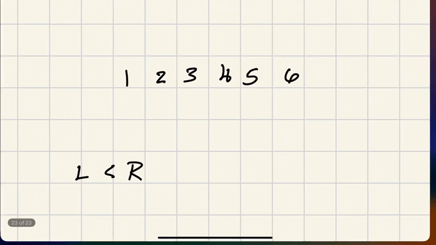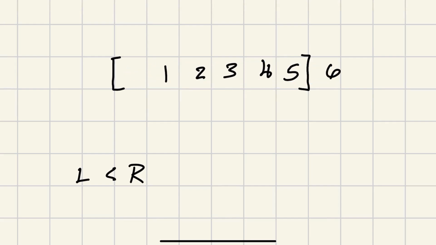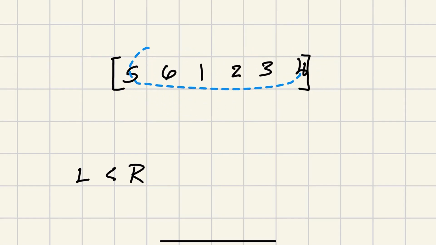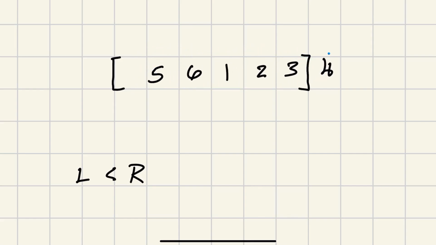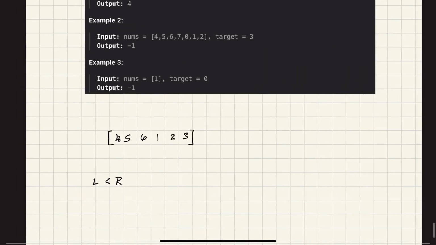Now let's say this is the array. How do we rotate it? If we were to rotate it by one index, it looks like this, and this 6 becomes the first element. Rotated by 2, rotated by 3, and so on. Okay, so this is what rotating an array means.